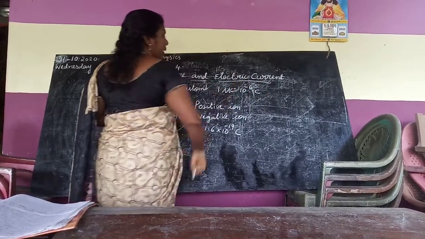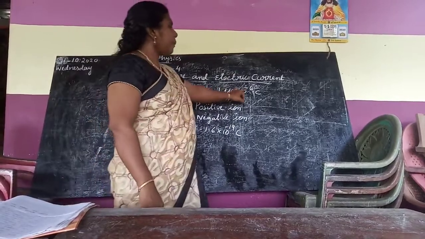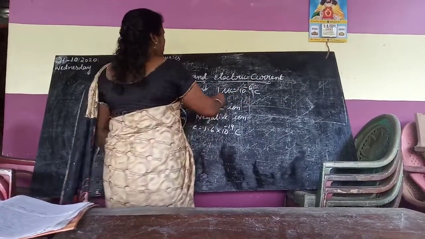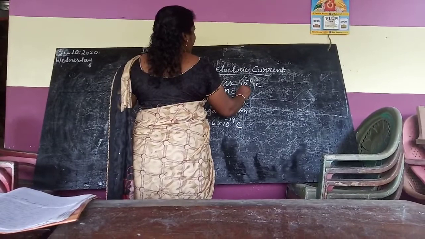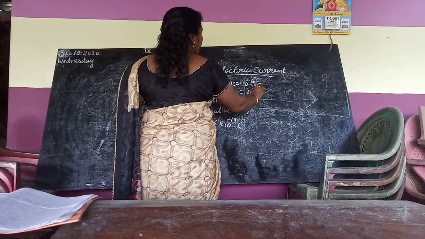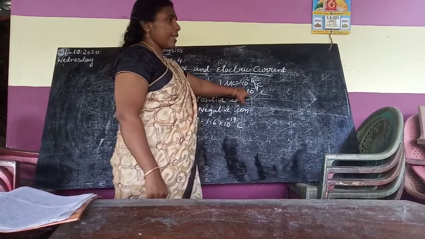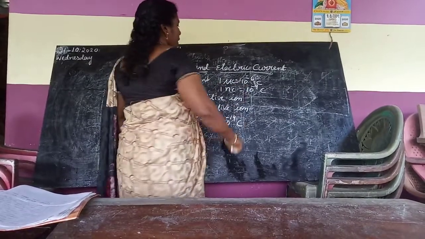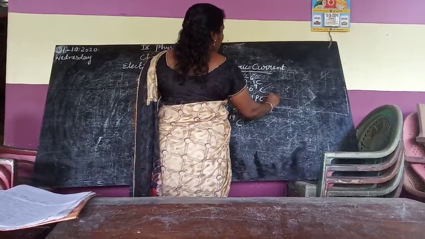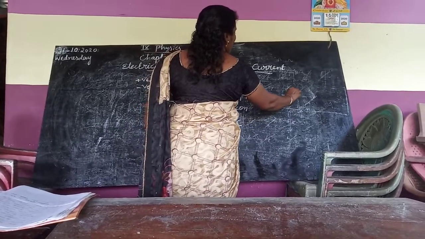Okay. 1 micro Coulomb means what? 10 power minus 6 Coulomb. Then 1 nano Coulomb. Nano means what? 10 power minus 9 Coulomb. Then 1 pico Coulomb. Pico means 10 power minus 12 Coulomb.